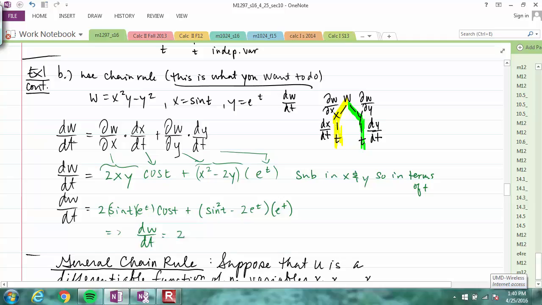So we have 2 e to the t sine t cosine t, and don't worry about trying to use identities to make that better. And then I'm just going to distribute my e to the t, so I'm going to have plus e to the t sine squared t minus 2 e to the 2t.